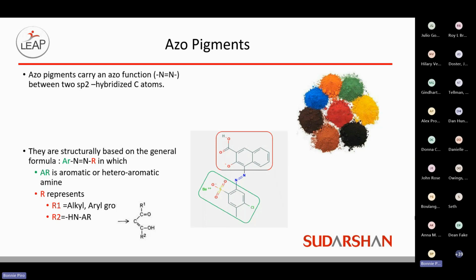In this particular example, we have the Pigment Red 48:1 with the barium. And you can see on one side of the azo bond, you have the aromatic amine that starts the process, and then the coupling agent that comes in is on the other side of the nitrogen double bond.